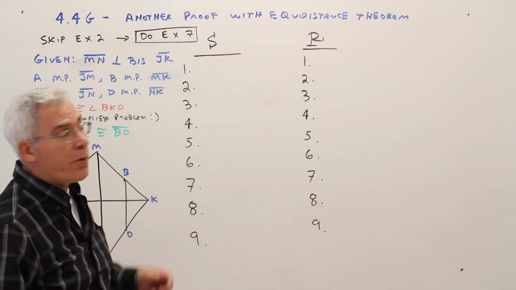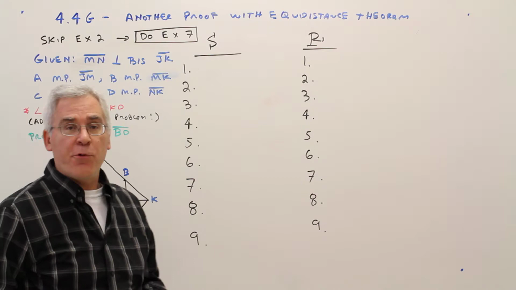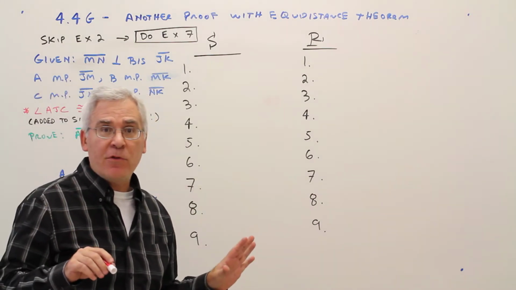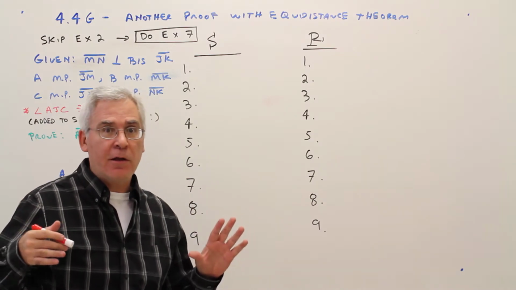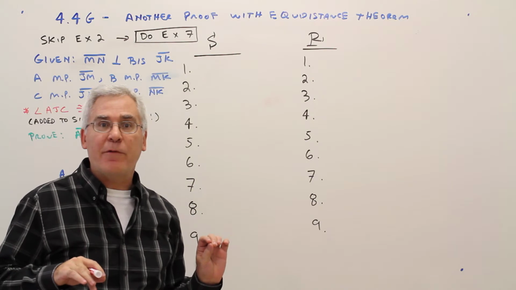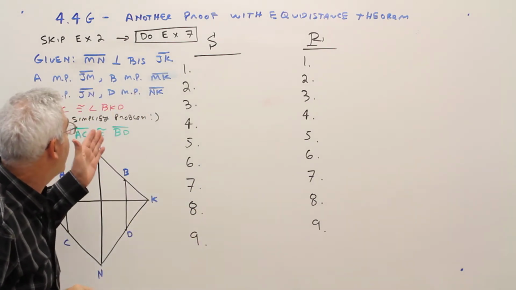Welcome to video 4.4G, another proof using the equidistance theorem. Alright, so I'm going to skip example 2 just so the videos aren't too long. The numbering system was kind of wacky. In any event, we're on example 7. Okay, so here's example 7.